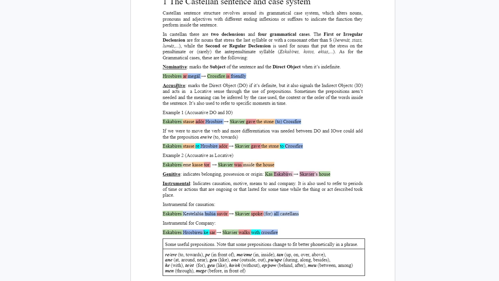This is the most difficult grammatical case. Why? Because it unites what used to be two different grammatical cases in older Castellan. So it kind of serves different functions, but we will get through this. So for starters, it usually refers to the direct object. That means the thing that is being done, or the thing or the person that is being affected by the action.